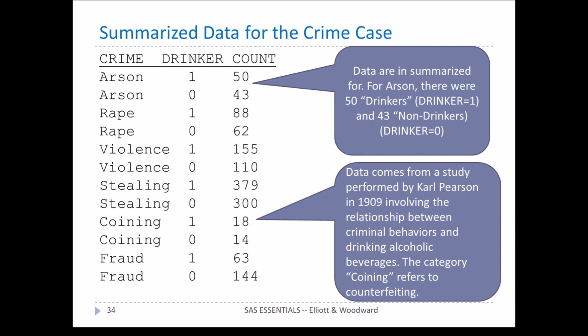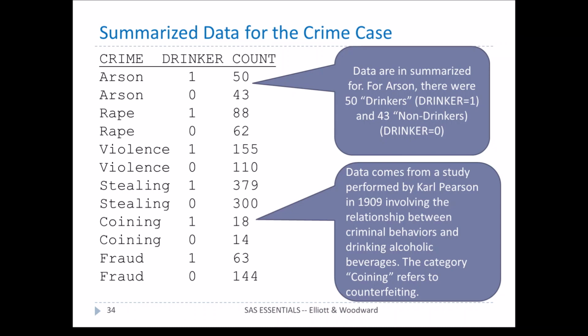All right, let's look at some actual data. This is old data from 1909. This was probably one of the original uses of this kind of analysis. In this case, data were collected from a number of people who were incarcerated in jail somewhere in England. And we were interested in knowing whether or not a person being a drinker had some sort of relationship with the type of crime they committed, or for instance, whether the same proportion of people were drinkers in each type of crime.